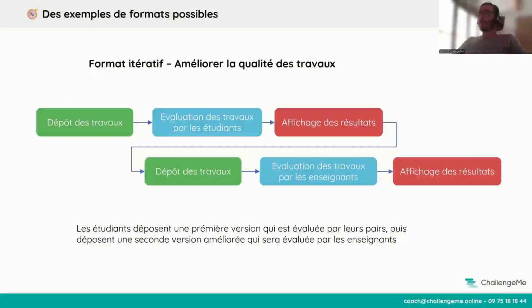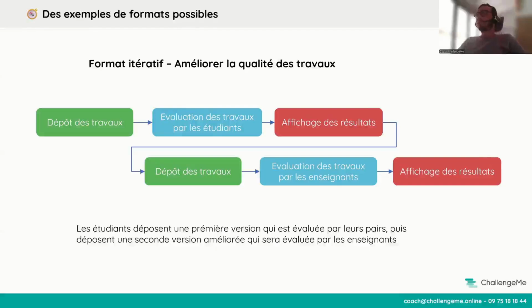You can also find this coherence in an iterative format, meaning that students are asked to submit work that will be evaluated by other students, peer assessment. From there, they can look at the results they've received, whether it's grades or feedback. And then we will ask them for a second submission, which will be improved by taking the feedback into account. This second submission should theoretically be more polished and can be evaluated by the teachers. So in this case, this format allows teachers to have higher quality work to assess.